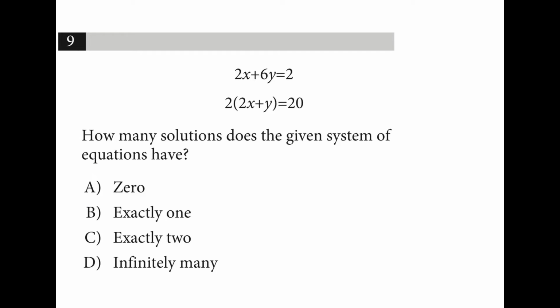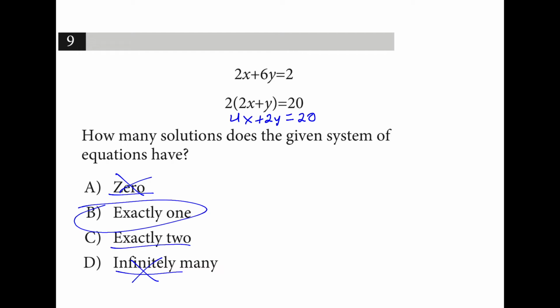How many solutions does the given system of equations have? So this is 4x plus 2y is equal to 20. If I'm just looking at the ratios of the coefficients, 1 to 3, it's not the same. And I could solve this in a couple different ways, but there's going to be exactly one answer here. So it would be possible to have 0 or infinite if the coefficients cancel each other out, which they don't, and you're never going to have exactly 2 for a linear system.